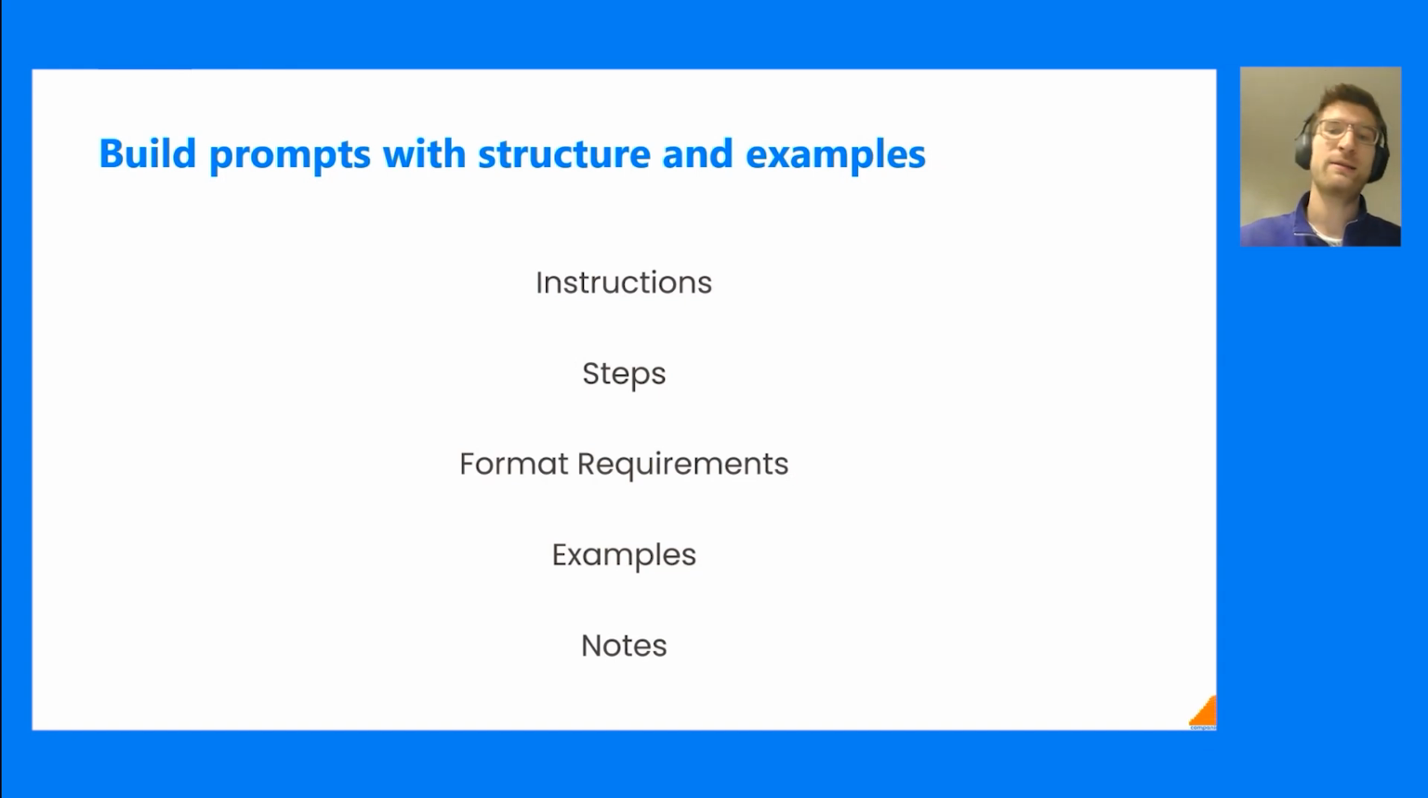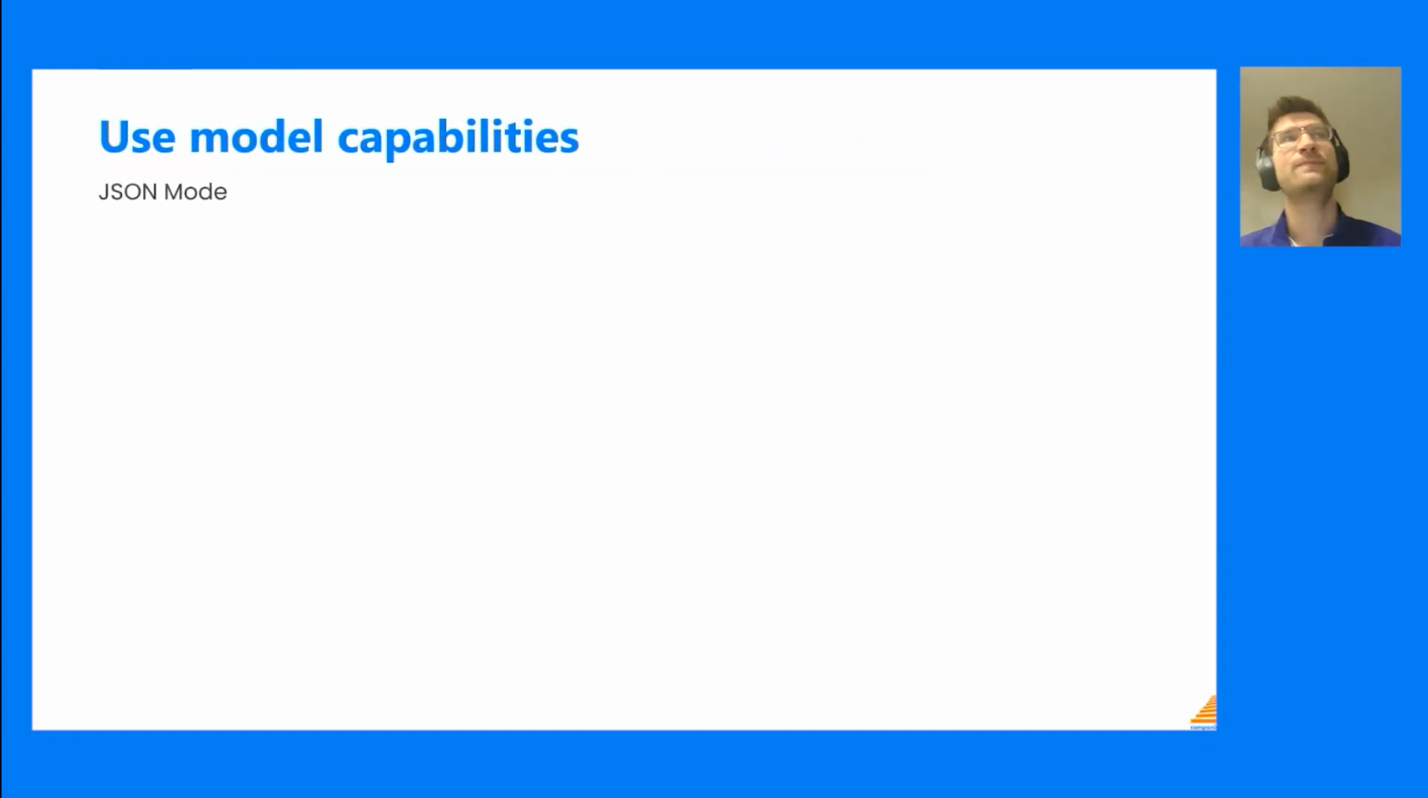And once you have a good prompt, you can turn that good prompt great by realizing that models come with some model capabilities, and also frameworks have some good features, especially in the AI toolkit. The first one is JSON mode.